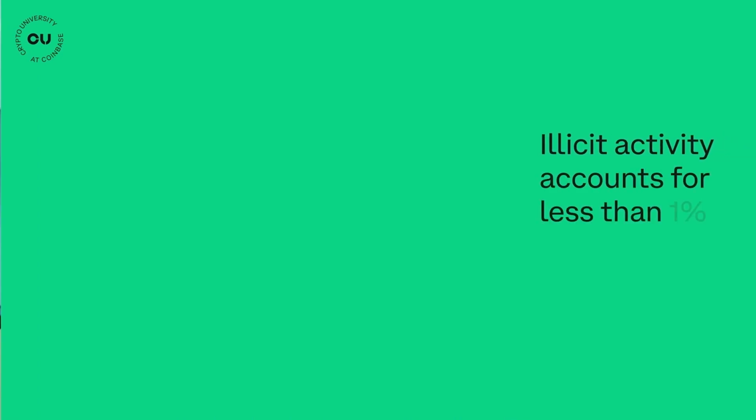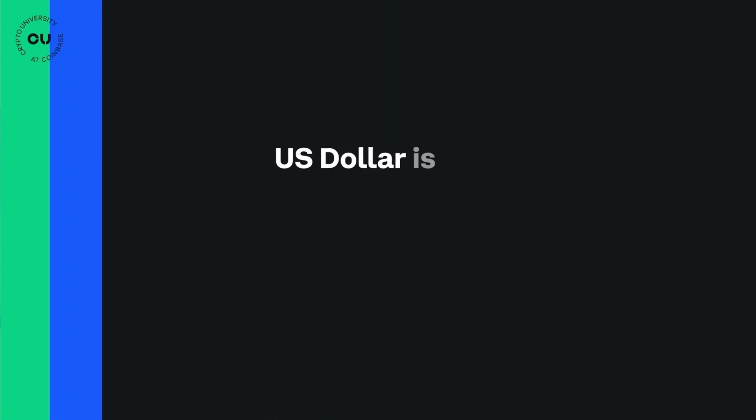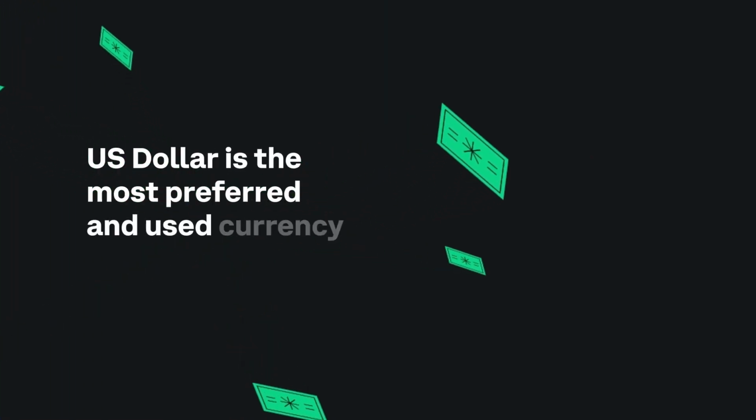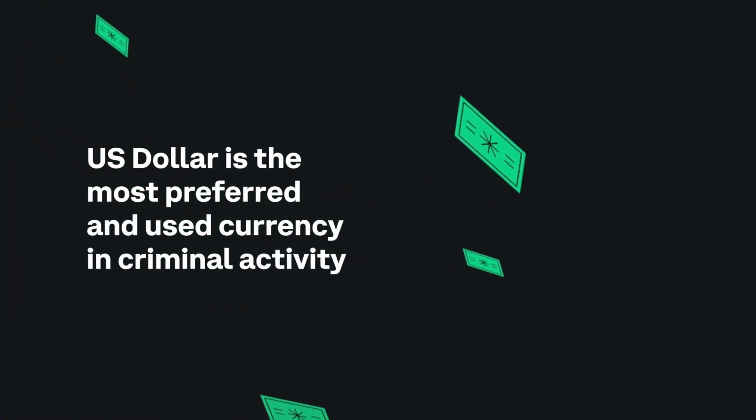So lastly, research from Elliptic, a blockchain analytics and crypto compliance solutions company, concluded that illicit activity accounts for less than 1% of all crypto transactions. And it turns out that the US dollar is still by far not only the most preferred, but also the most used currency for all criminal activity. So while crypto can be used for criminal activity, so can any currency.